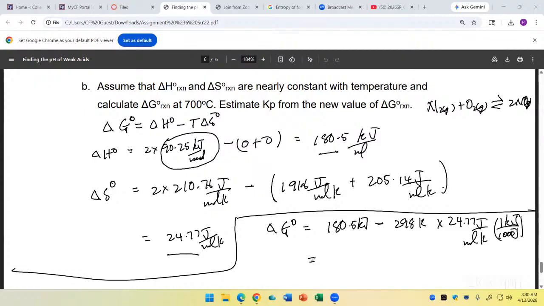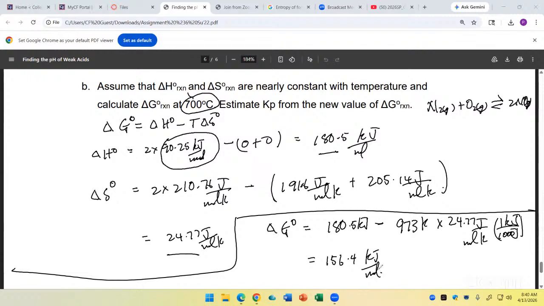And then when I did that calculation, I got, oh, wait a minute, big mistake. The temperature is not 25 degrees. The temperature is 700 degrees. So 700 plus 273 gives you what? 973. So please change this here to 973 Kelvin. Okay, so when I did that calculation, I got 156.4 kilojoules per mole. And that's how that is done.